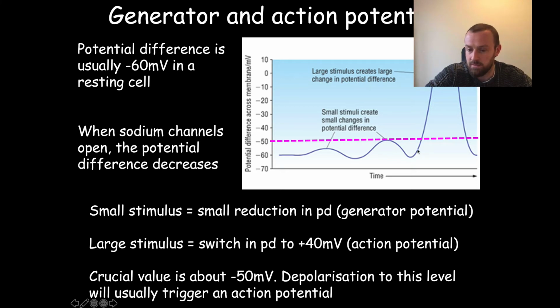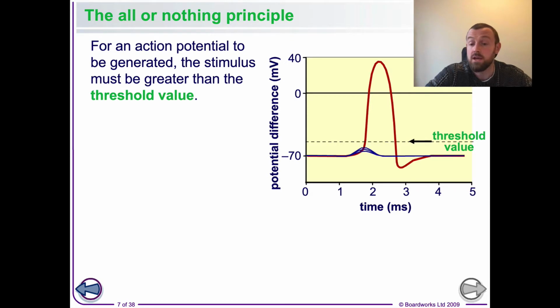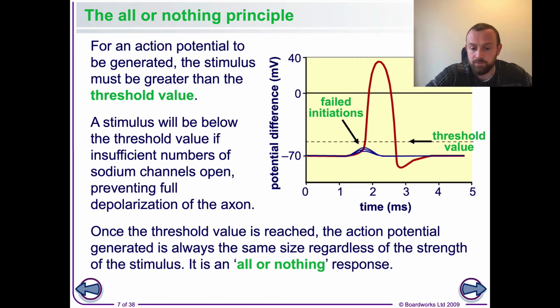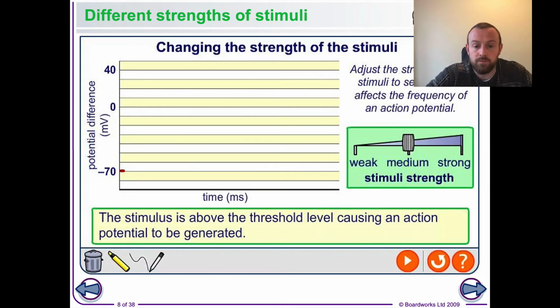But if a big stimulus comes along and it gets above this pink line, then the action potential is triggered. Okay, because it's an all or nothing response. And if we get to this threshold value, then an action potential will be triggered. So the threshold value is around about minus 50 millivolts. So we can see these failed generator potentials that don't actually trigger an action potential are shown in blue here. But if we get past that threshold, it will go.